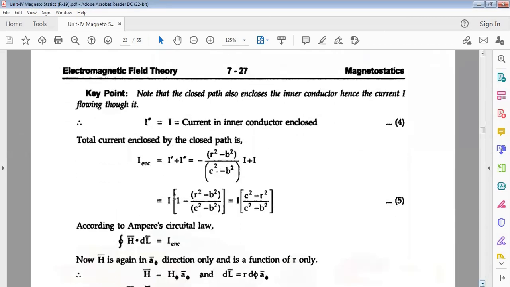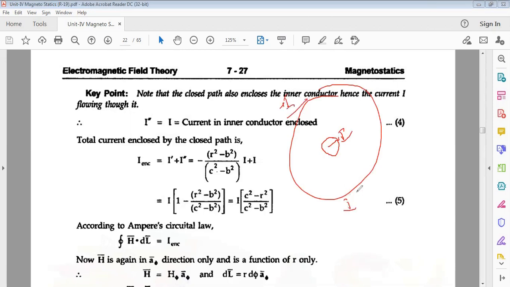Then to find the H bar, the total current I enclosed is I dash and I double dash. I dash is the current I because inside there is a current I. And I double dash is the current enclosed in the surface R square minus B square, which is I into C square minus B square minus R square. B square gets cancelled, giving C square minus R square in the numerator and C square minus B square in the denominator. Because inside there is a current I and outermost the current is minus I.